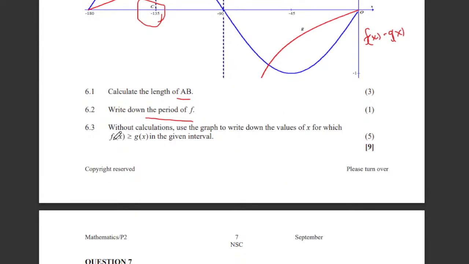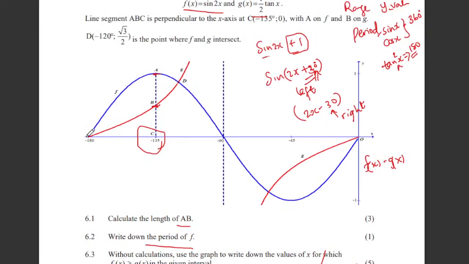Okay, then use the graph without calculations to determine intervals where f of x is greater or equal to g of x. So when they ask you for this, f of x has to be on top. So where do we find the graph of f to be above? So it's between negative 180 and then this point D. So what we need to do is determine the values of D, or the coordinates of D.